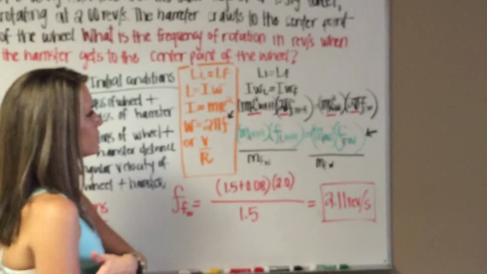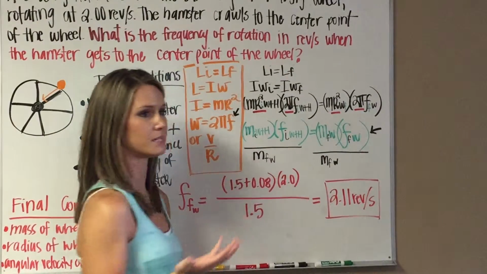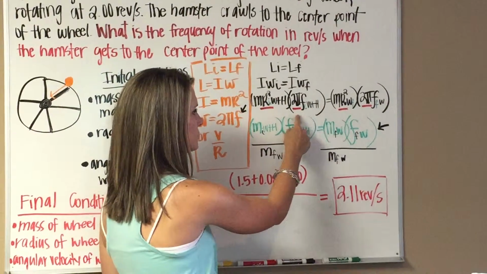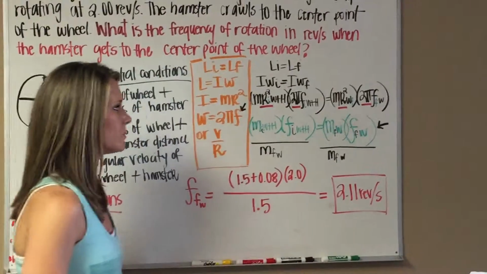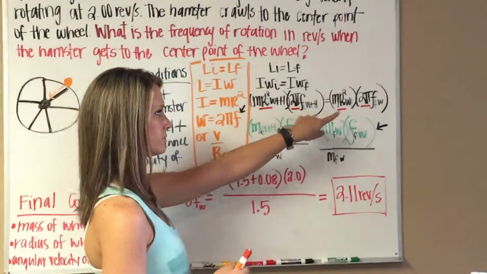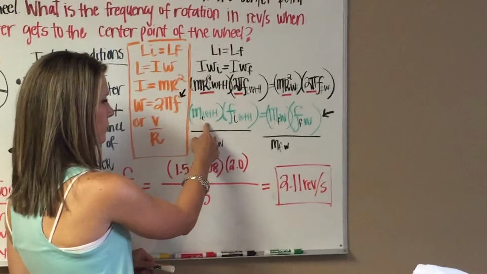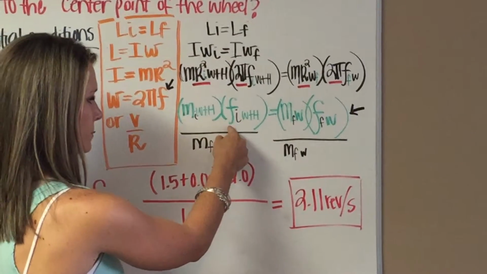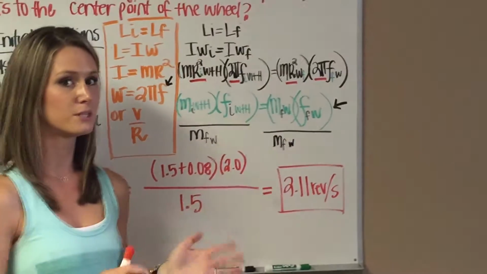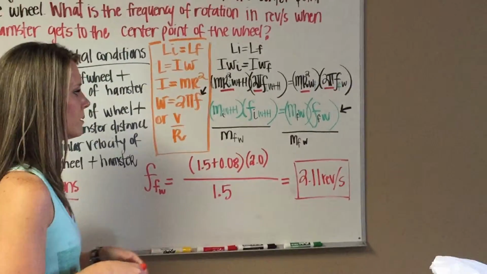So now we can cancel a few things, and we have the radius on both sides is going to be the same because the radius never changed. So we can cancel that out on both sides. 2 pi is going to cancel on both sides, but we can't cancel the frequency because the frequency is what is changing, so we have to keep both of our frequencies on each side. So we're left with the initial mass of the wheel plus the hamster times the initial frequency of the wheel plus the hamster, is equal to the final mass of just the wheel by itself times the final frequency, which is just the wheel by itself.